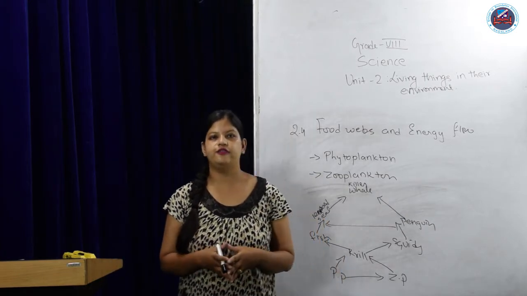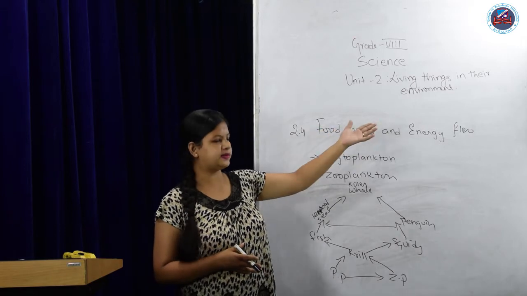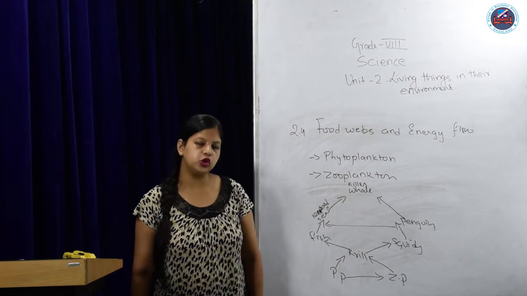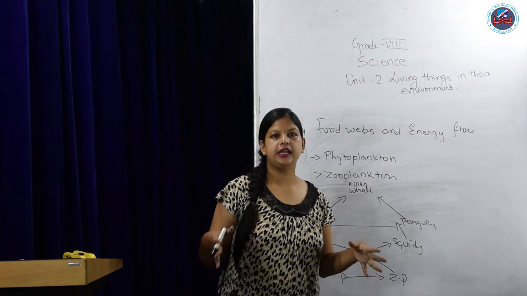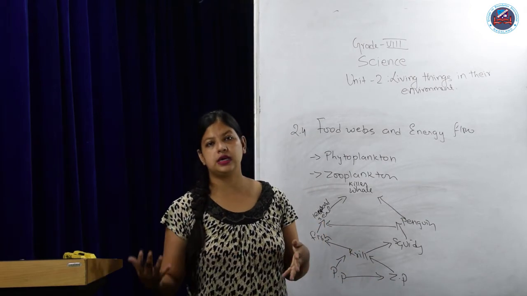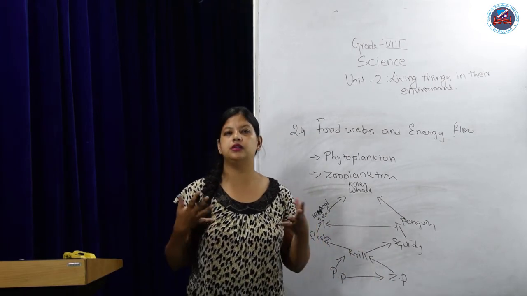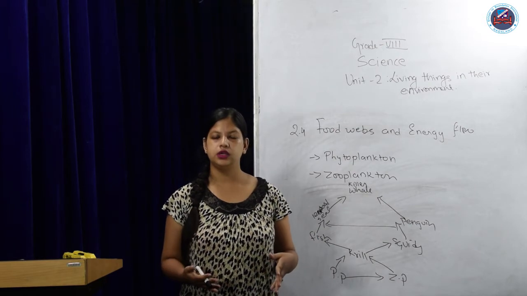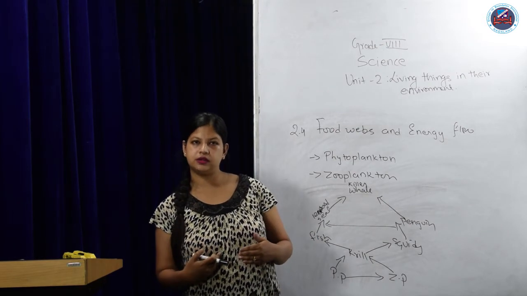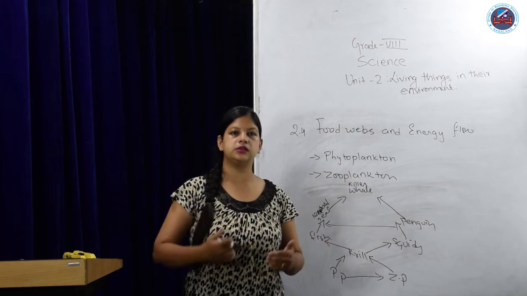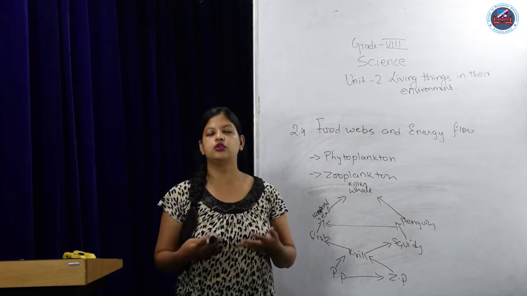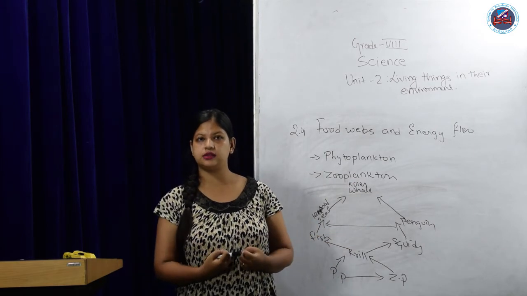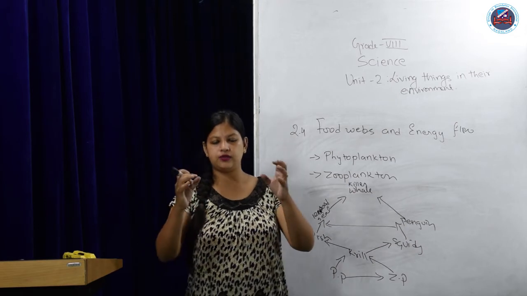Now we have 2.4, food webs and energy flow. Now what do we mean by food web? In an environment, various types of plants and animals adapt and survive. They do not survive on themselves. They always survive on another animal or plant in order to grow or to get energy. Let me give one clear picture.